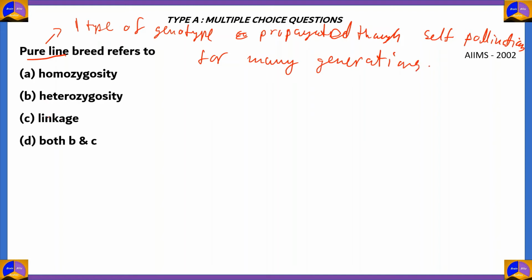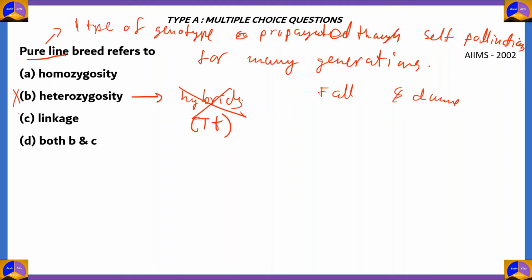Let's look at each of our options. Option B, heterozygosity. Let's take the example of a tall and a dwarf plant. These form hybrids, such as Tt. And so therefore, hybrids are not pure lines. So option B is incorrect.